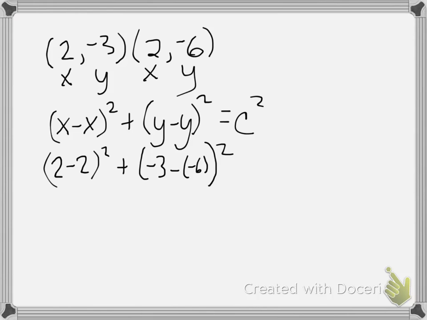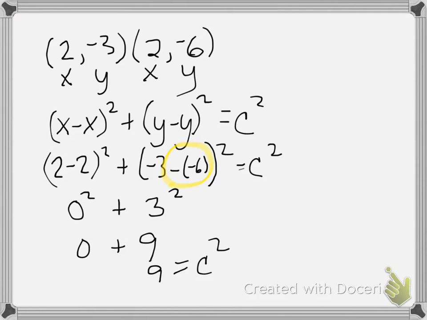That's where you have to be careful. Make sure that you are taking away. Okay, equals c squared. 2 minus 2 is 0, so 0 squared is 0. Negative 3 take away negative 6 is 3, and 3 squared is 9. So I get 9 equals c squared, and I take the square root, and I can see that c equals 3.